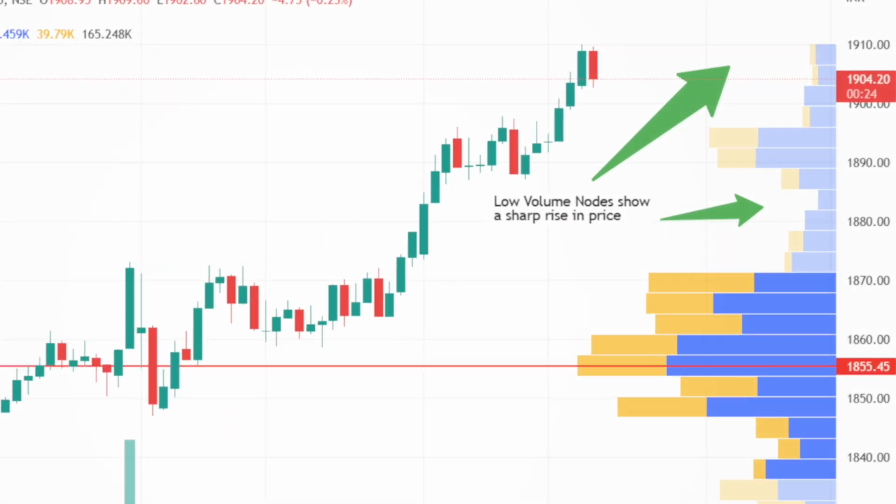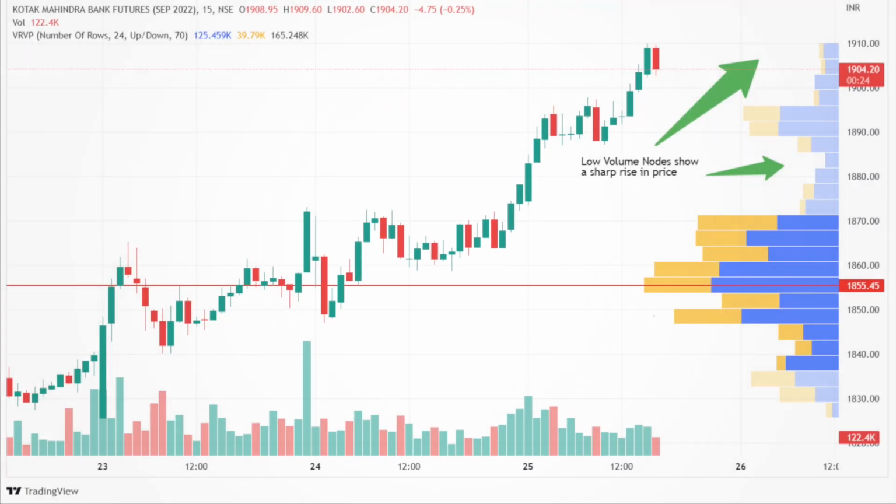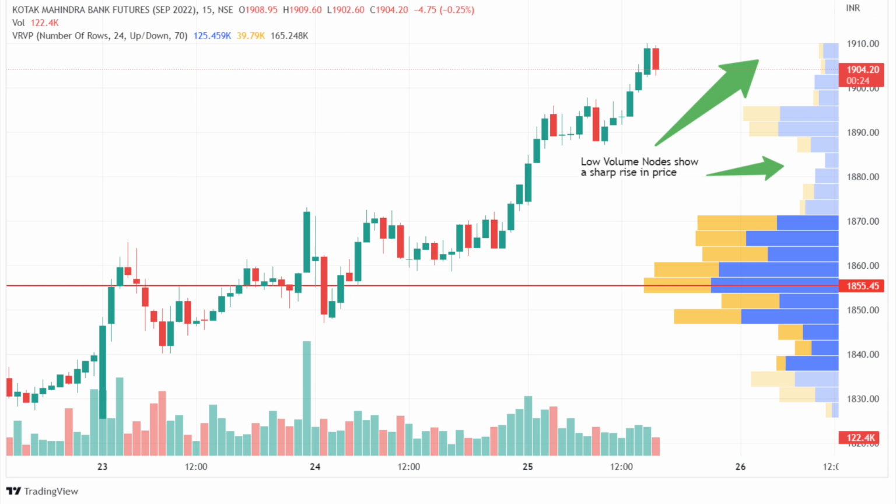Low volume nodes, on the other hand, show price levels where there is significantly less volume. So the volume is going to drop at or near a certain price level. Low volume nodes are a result of a breakout or breakdown. Usually after a breakout, there's going to be a surge in volume, and then right after that, a strong drop off. So that's what you'll see a lot of times around these low volume nodes.